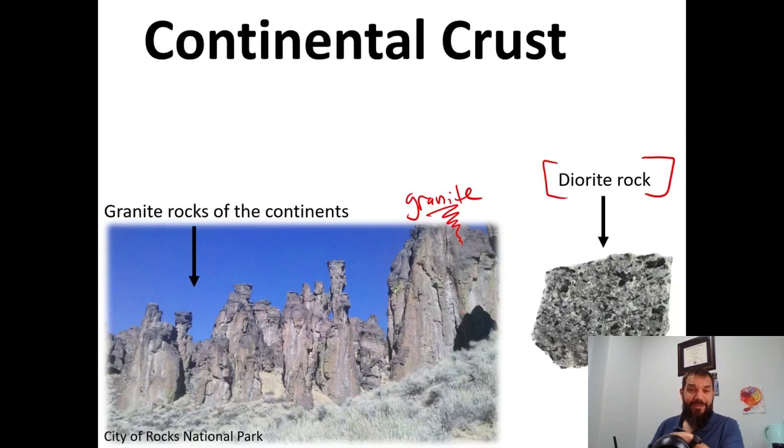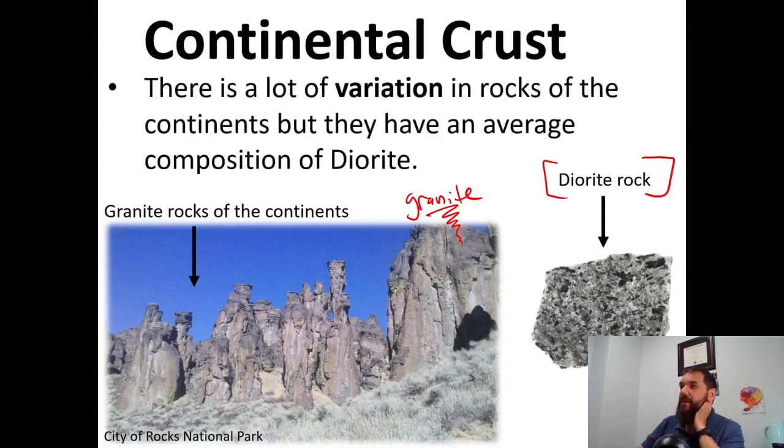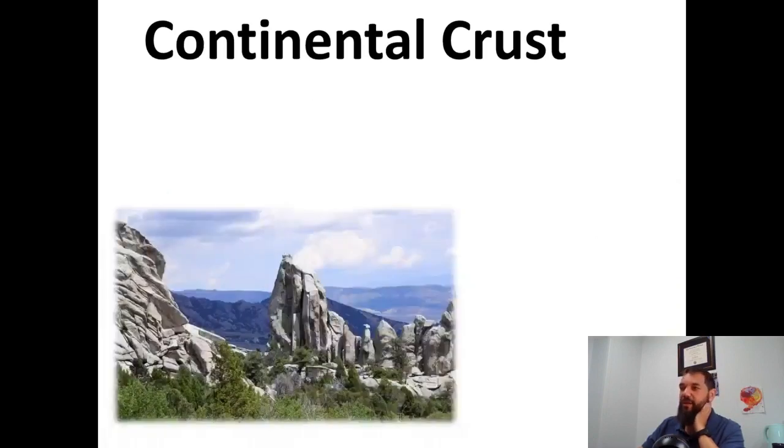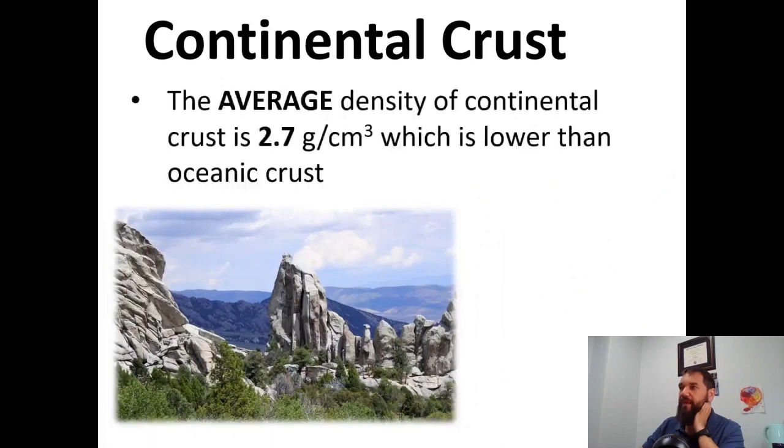This is a myth that keeps going on in geology textbooks, like Geology 101 textbooks, but I can guarantee you it is not correct. It's diorite, which is different than granite. And we'll talk about the differences between granite and diorite when we talk about igneous rocks. But anyway, there's a lot of variation in the rocks of continents. They have an average composition of diorite. We'll talk again more about what that means later in the class. So the average density of the continents is 2.7 grams per cubic centimeter. And you'll notice it's lower than the ocean crust.